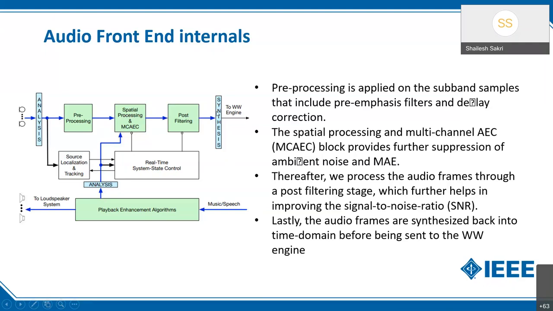Post that there's post filtering, which cleans this up, and a selection of what kind of beam you're selecting. Then it goes to synthesis, because you have transformed from the time domain to the frequency domain. Everyone might be aware of the discrete Fourier transform, right? That's done at a block level, and post that there is a synthesis, and after that it goes to the wake word engine.